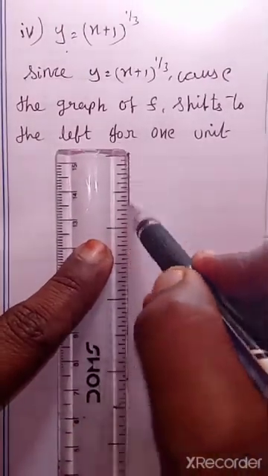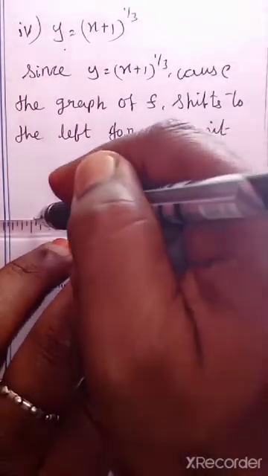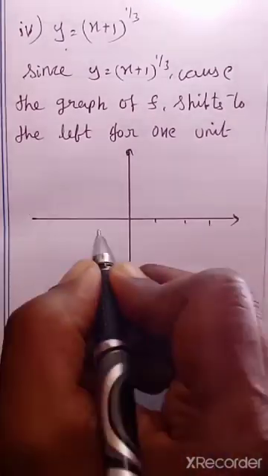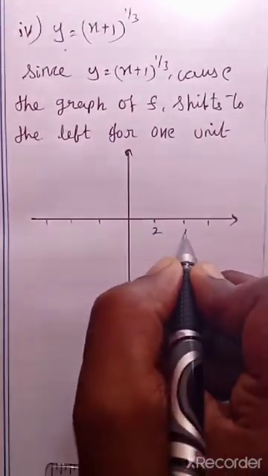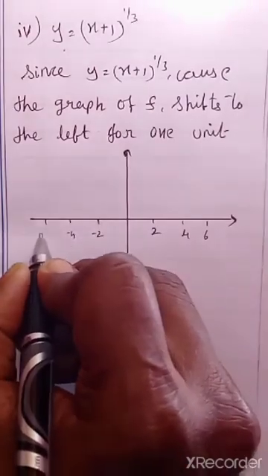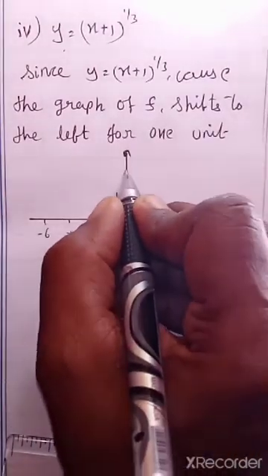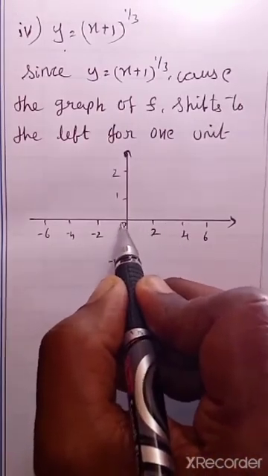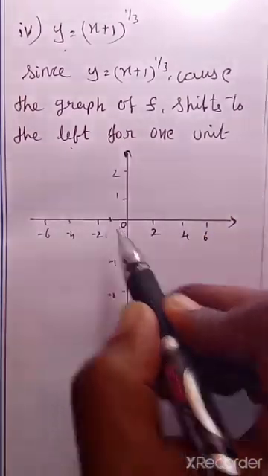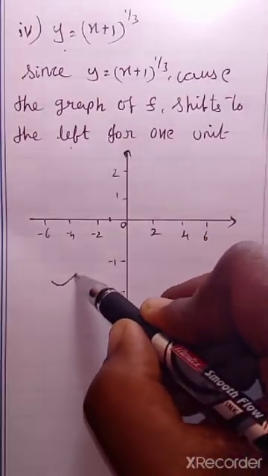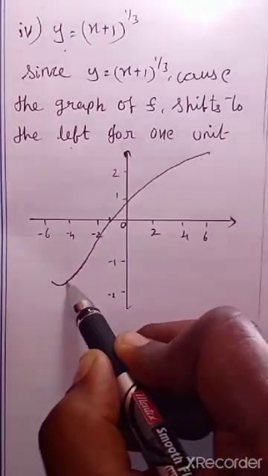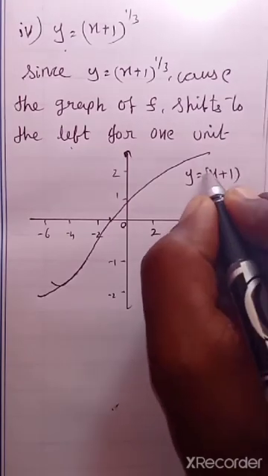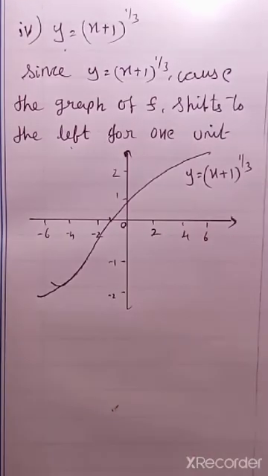So take your x-axis, y-axis, 2, 4, 6, minus 2, minus 4, minus 6, 1, 2, minus 1, minus 2. So this is your 0, right? We have to move left for 1 unit. So for 1 unit the graph will be like this, okay? So you have to draw it like this. This is your y equals x plus 1 the whole power 1 by 3.